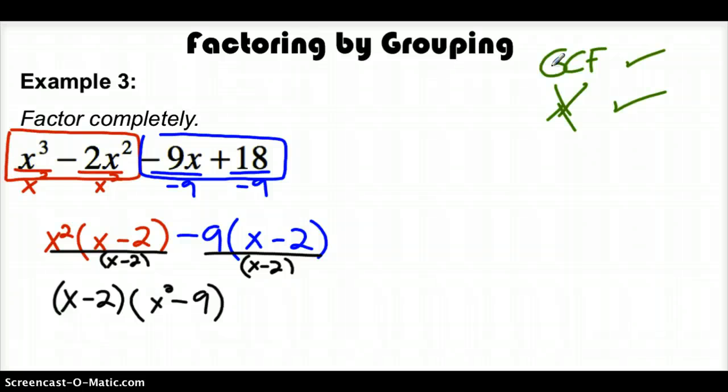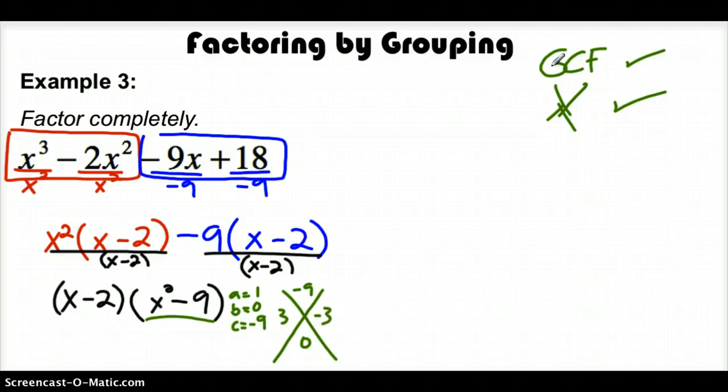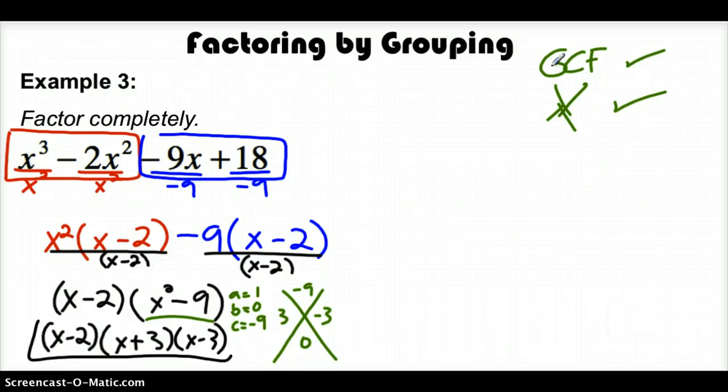But we should see that this part right here, x squared minus 9, is our difference of two squares pattern. If we did an X chart for this one, our a is 1, our b is 0, and our c is negative 9. These two numbers have to multiply to negative 9 but add to 0, and we know that's 3 and negative 3. So what we get is the x minus 2 that we had originally, then x plus 3 and x minus 3. That would actually be our final answer in this case. So it's a little bit more tricky here.